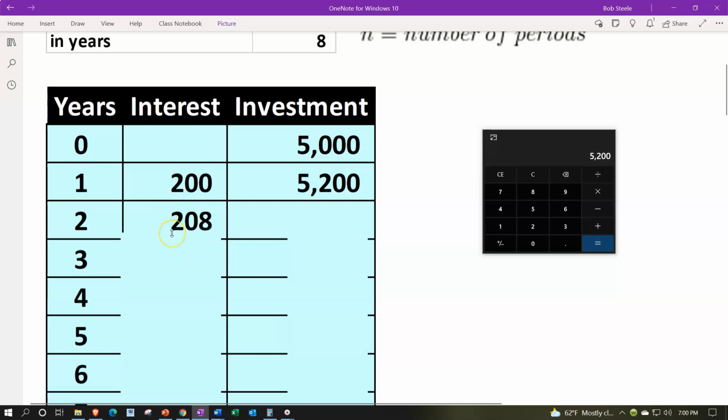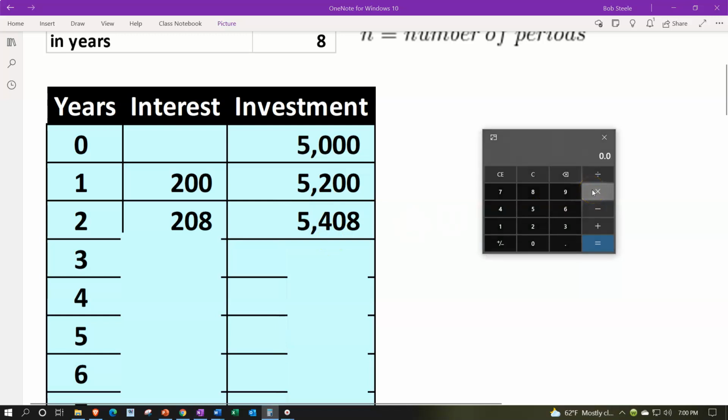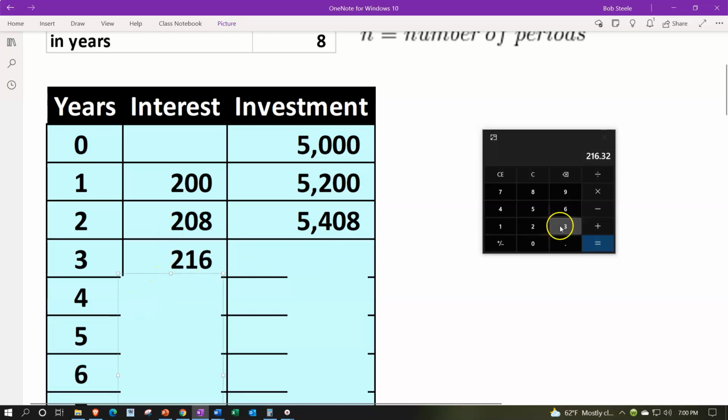Once there, we now have a new starting point, which we're going to be compounding and multiplying times the 0.04 to give us the 208. Adding that then to the prior amount, 5,200, we're now at 5,408. We could take that, multiply times 0.04. We would then get interest increasing as we go. The 216, adding that to the 5,408.